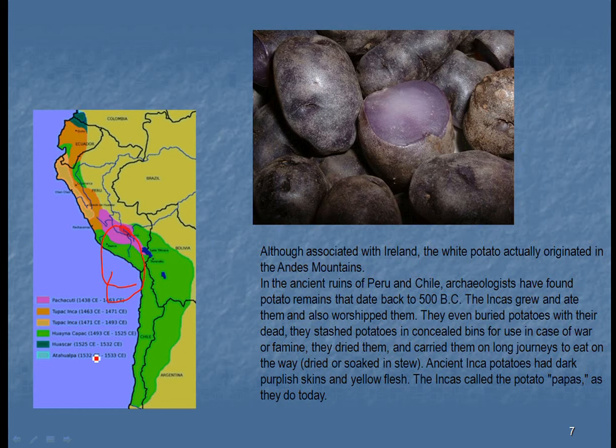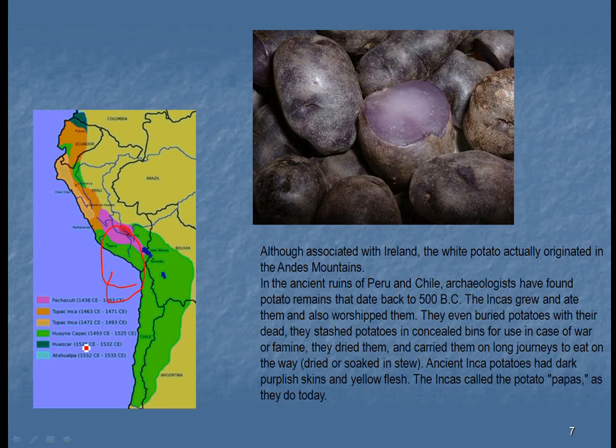In these hills, in these mountaintops, the potato plant was discovered by the Incan Indians. We found potato remains that date back to many years before Christ, probably even before that. The Incans grew and ate them. They felt they were so important that they almost designated them as godlike. The Incans learned how to use them in many different ways.